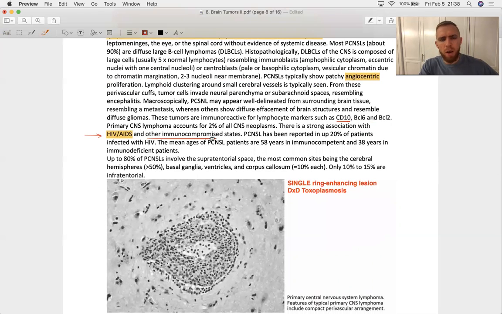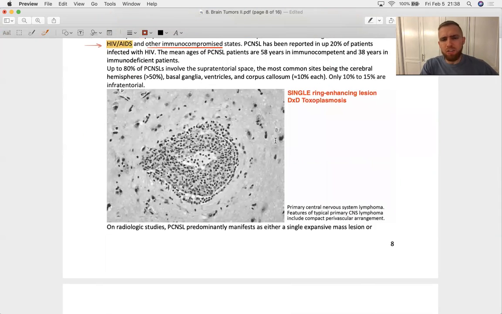Any other immunocompromised state can predispose you. Again, Epstein-Barr virus is found very widespread in the genome of these different CNS lymphomas. And there's a bit of a differential here.